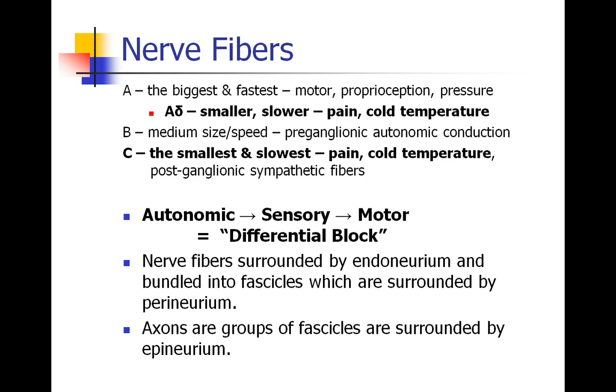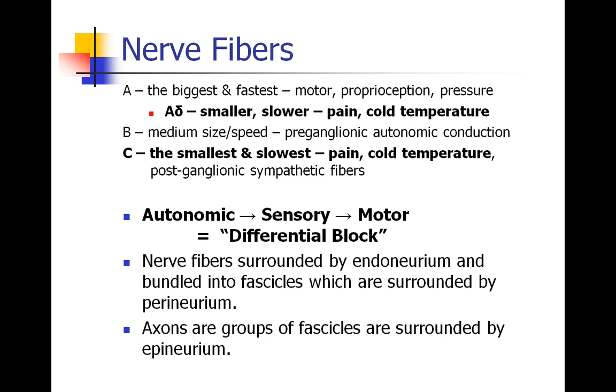Now, when we apply a local anesthetic to a nerve cell, we actually see that the autonomic function gets blocked first, and then sensation, and then finally motor action of the nerve. This is what's called a differential block, the concept that local anesthetics sequentially block different functions as you apply local anesthetic at a higher concentration and for longer time.